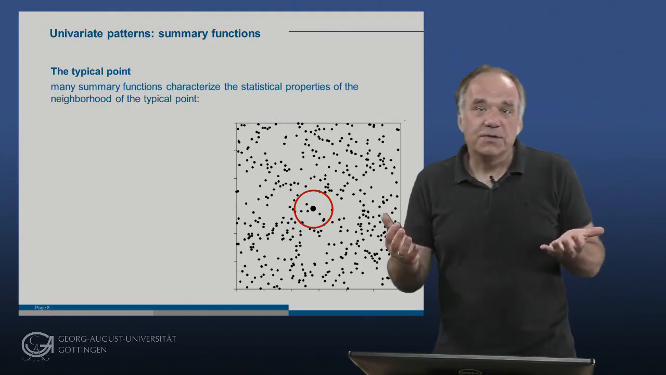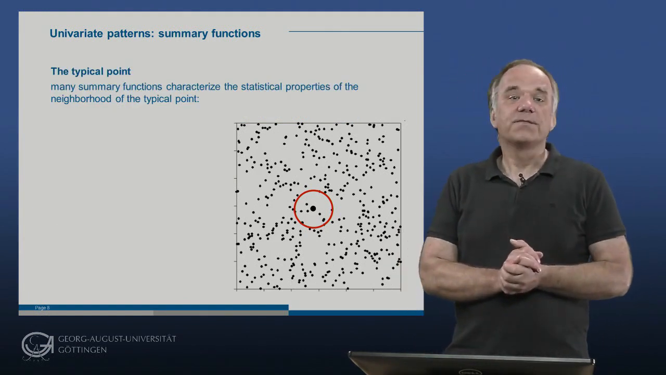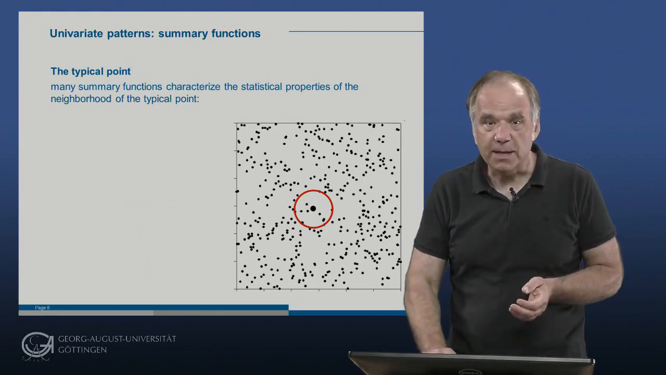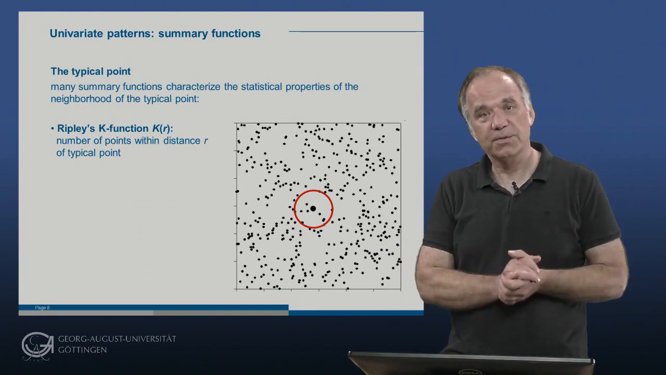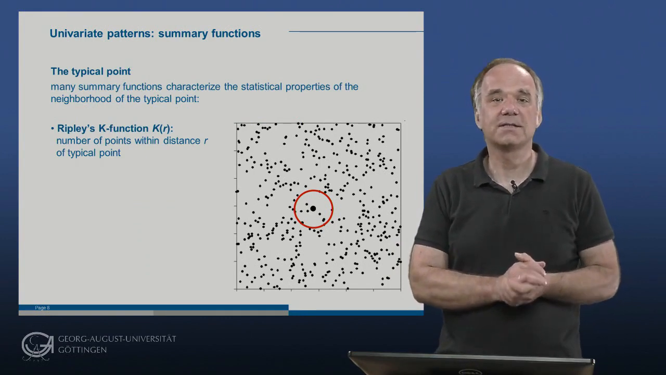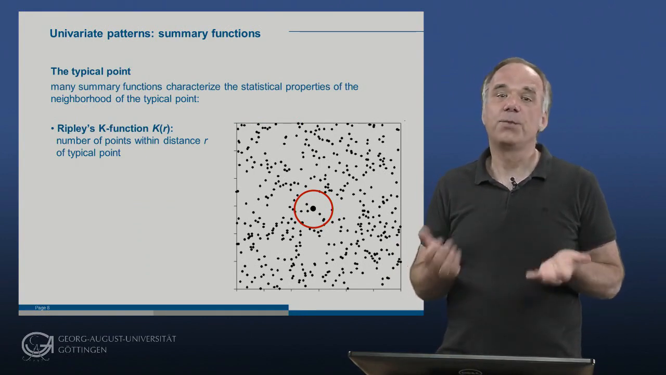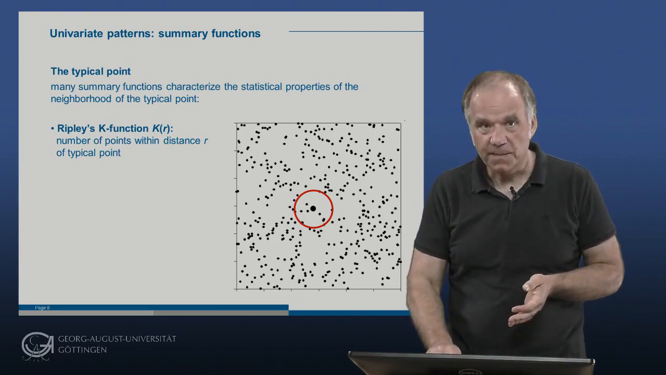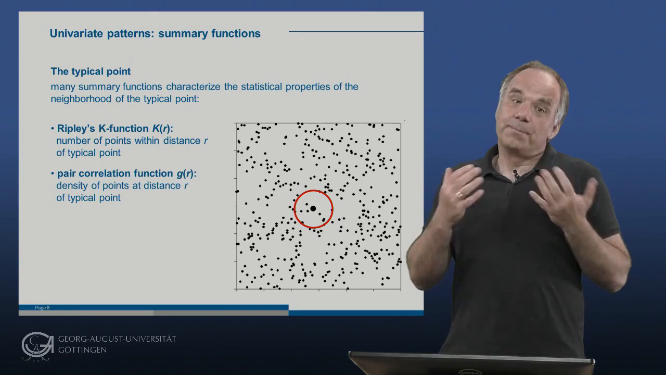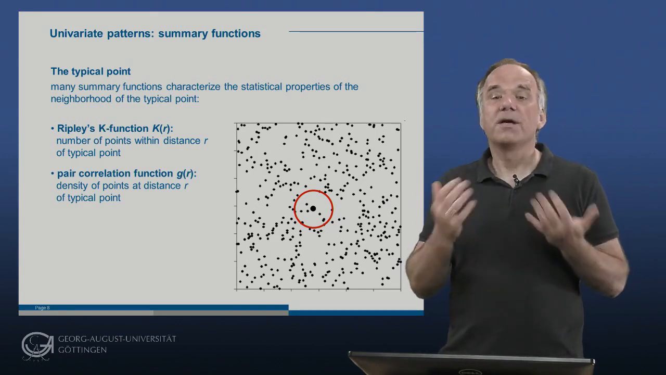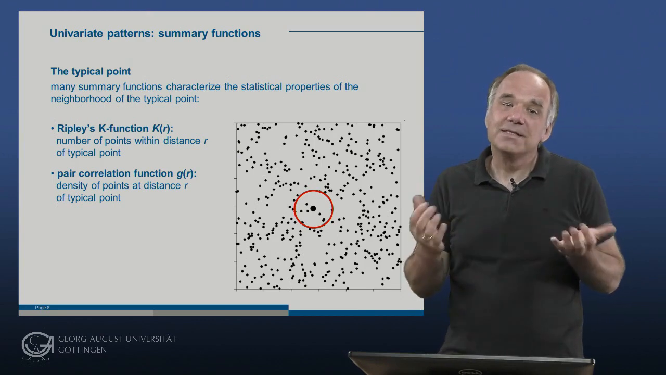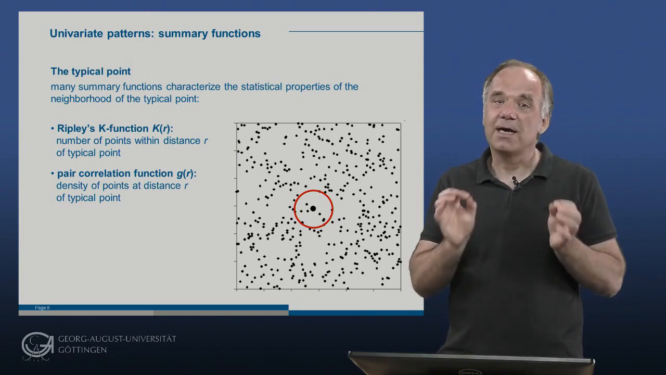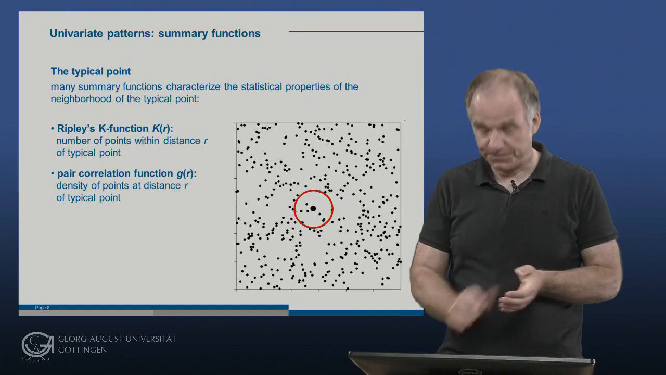Many summary functions are based on the idea of the typical point. For example, Ripley's K-function, which is probably the best known summary function in point pattern analysis, is simply the number of points within distance r of the typical point. Or the percolation function, which is in my view the most important summary function. This is the density of points a distance r away from the typical point.